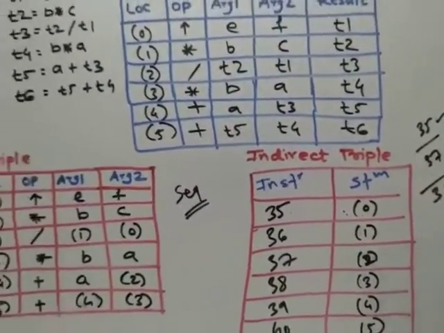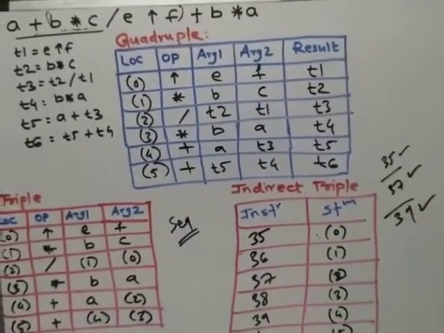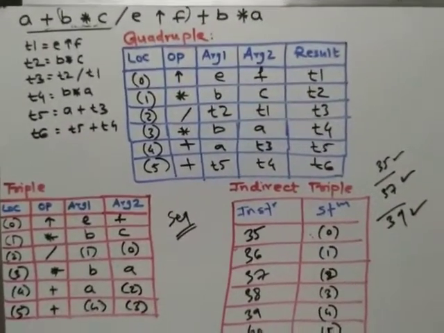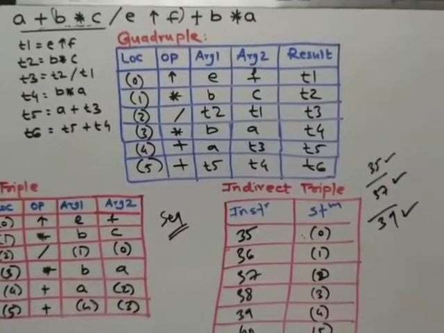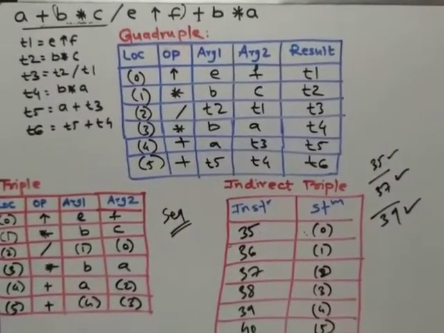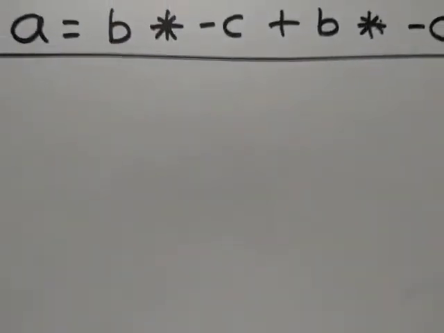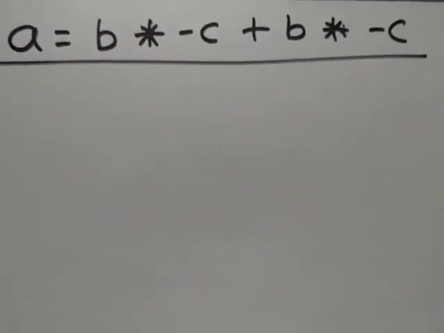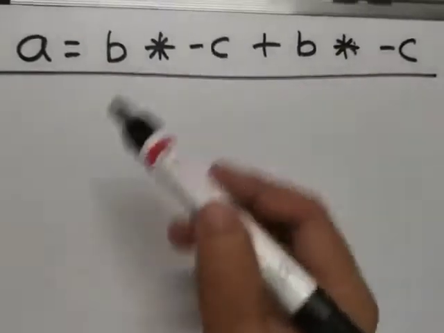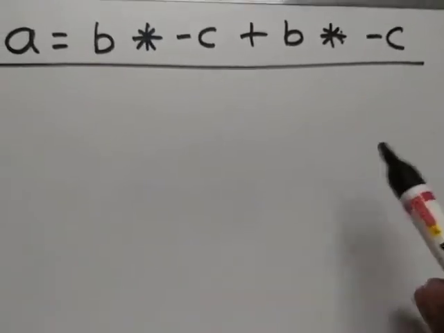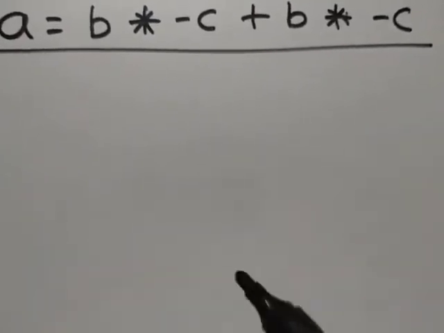So this is how we have represented the quadruple, triple and indirect triple for the given expression. You can clearly see the result of all three tables for the given expression. Now see the next example, where we will find the 3 address code, and based on that we will obtain the quadruple, triple and the indirect triple for it.